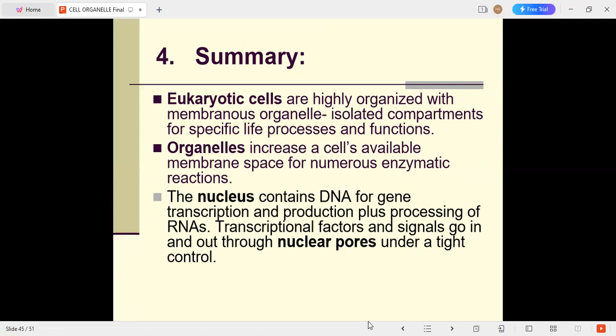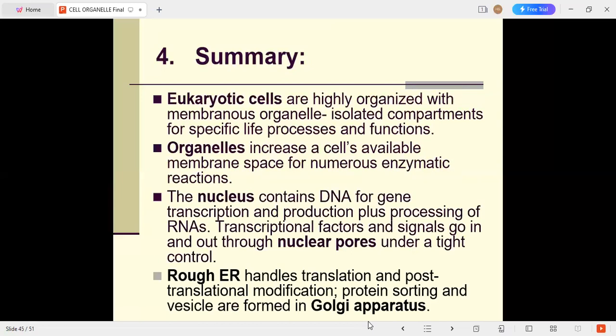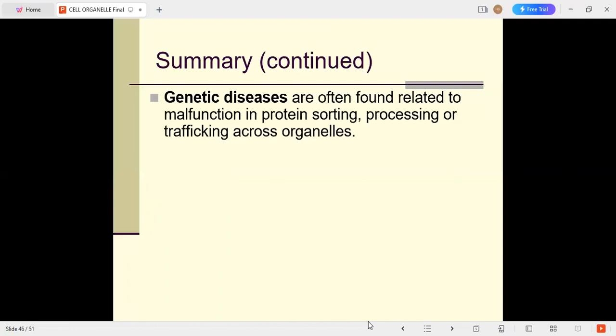So the transcription factors and signals go in and out through the nuclear pores under tight control. Here is another organelle known as the endoplasmic reticulum. Number one, rough endoplasmic reticulum: it handles translation and post-translational modification. Protein sorting and vesicles are formed within the Golgi apparatus.